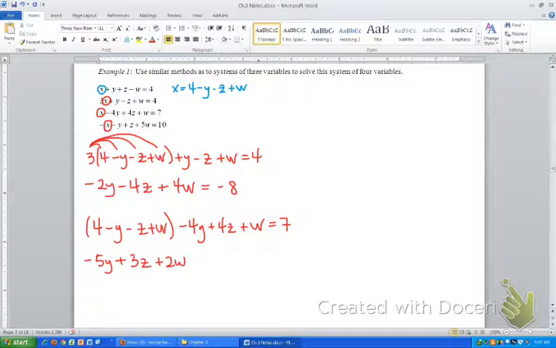And again, I'm going to try and take care of my constants all in one step. So I'm going to take this 4 and subtract it from this 7, which will give me positive 3. And I've got one more to go.